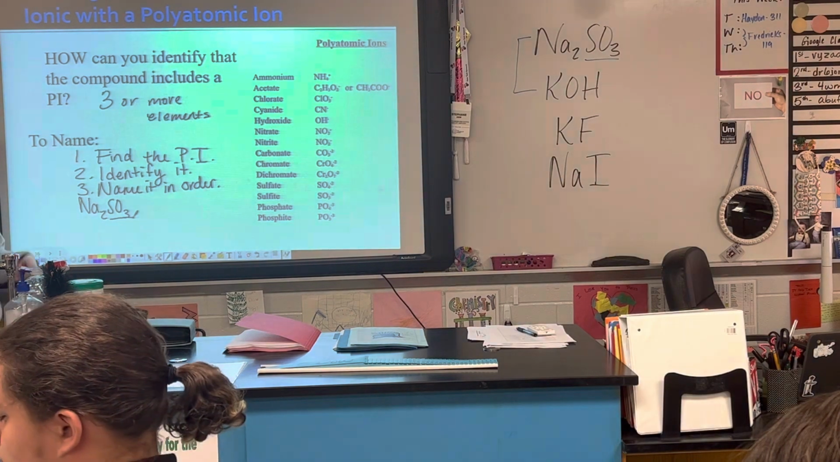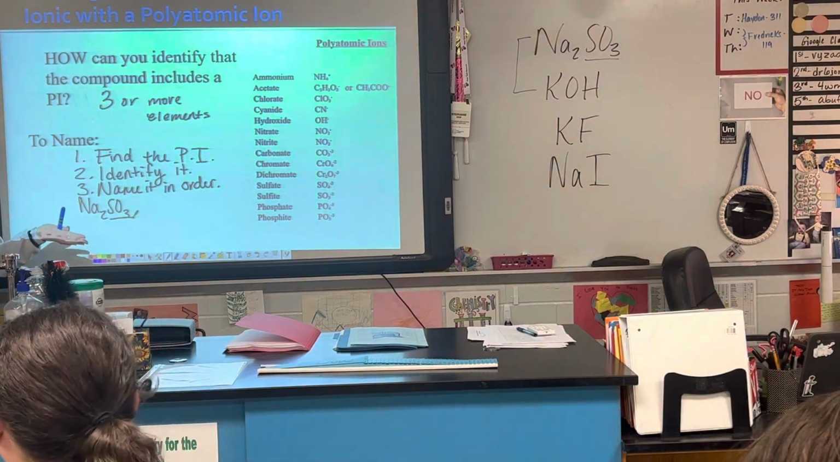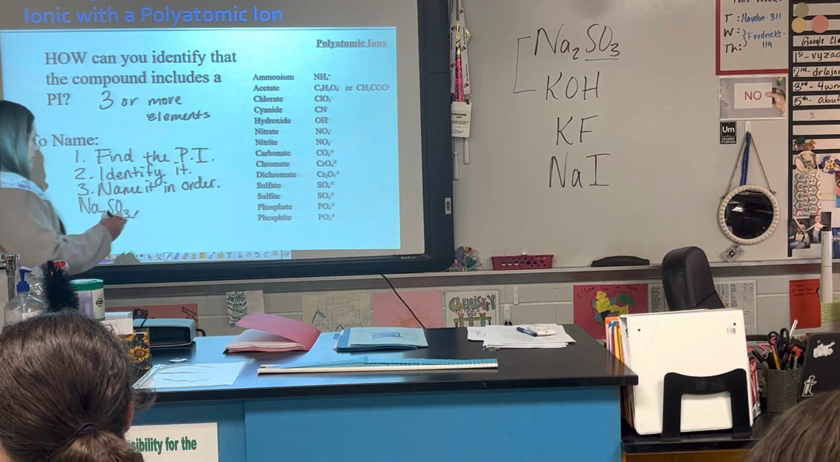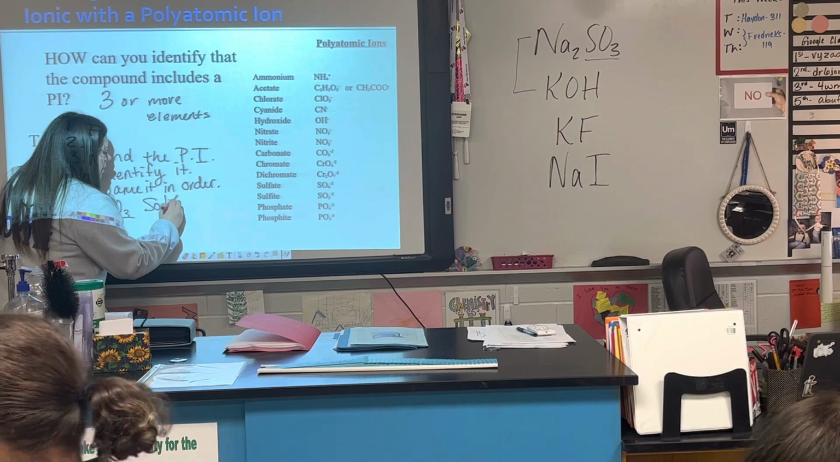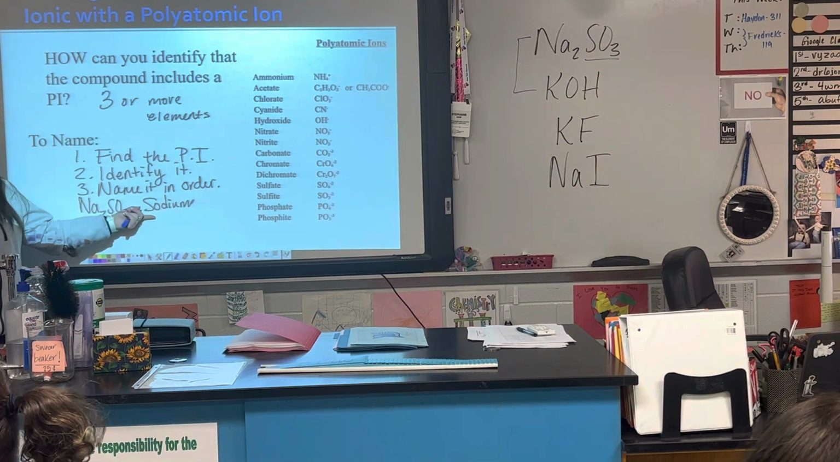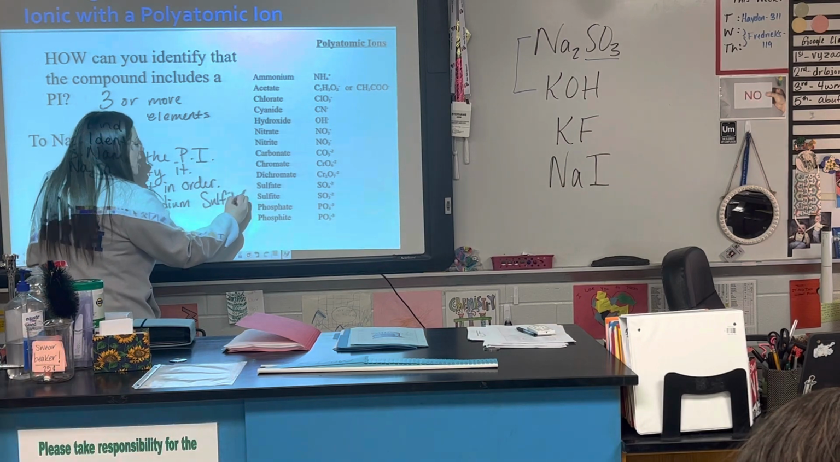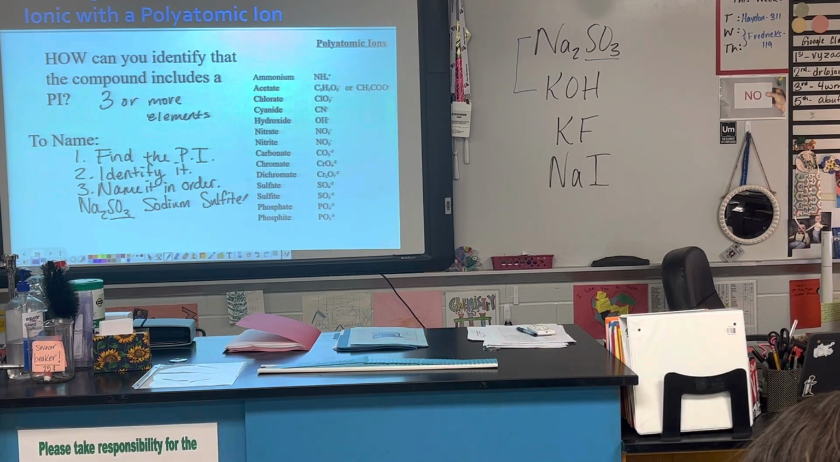And do we ever change the name of metals? Would I call it sodiumide? No, we just name our metals. So sodium. And then I name my polyatomic ion, which is sulfite. So the name of that first compound is sodium sulfite, because we can only give 2 names.